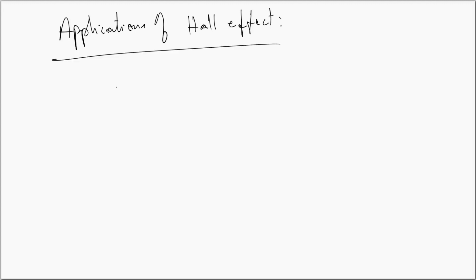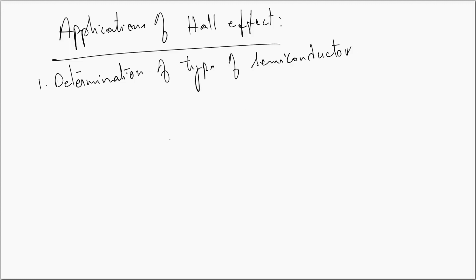Now we shall see the applications of the Hall effect. Using the Hall effect, one can determine the type of semiconductor, depending on whether the Hall coefficient RH is positive or negative. If RH is positive, then it is a p-type semiconductor. If RH is negative, then it is an N-type semiconductor.